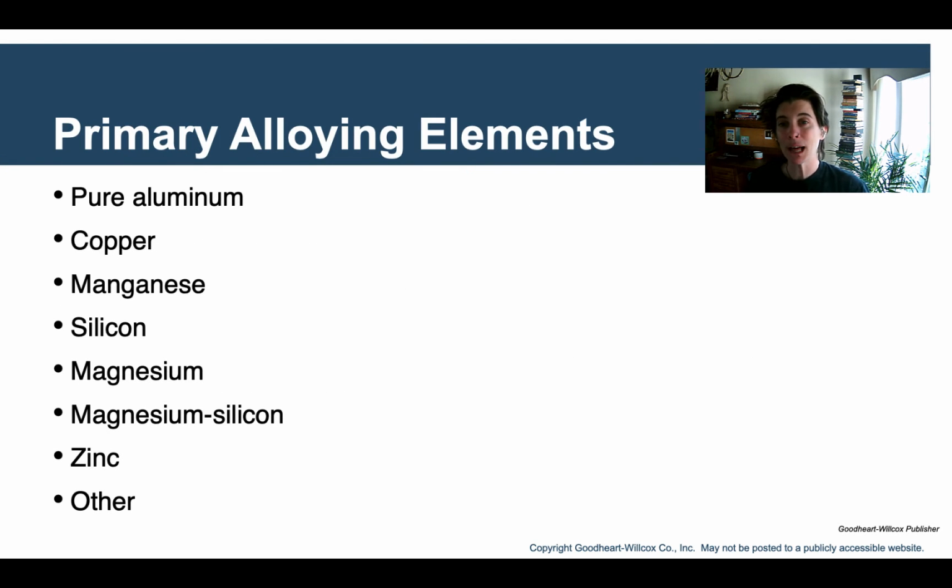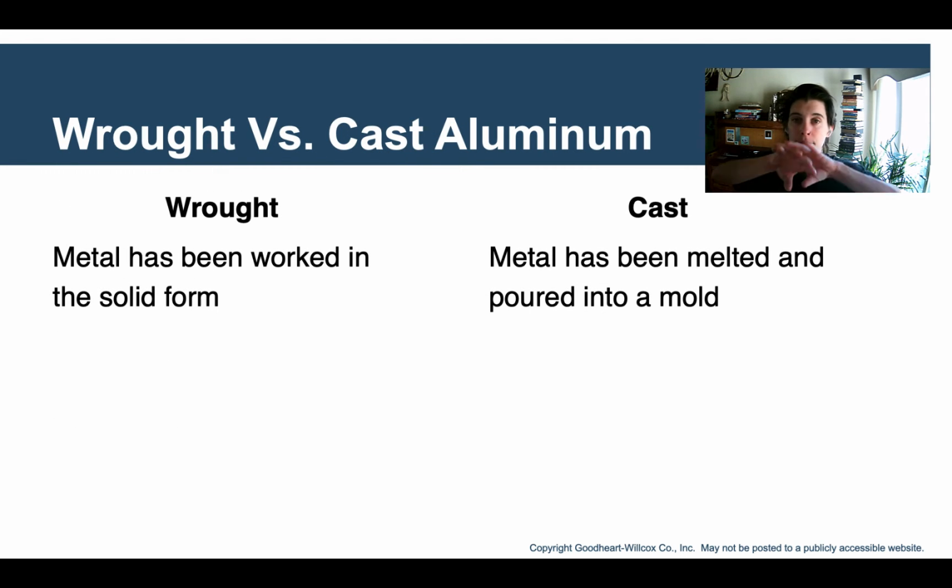The primary alloying elements for aluminum are pure aluminum, copper, manganese, silicon, magnesium, and zinc. There are two different families of aluminum: wrought aluminum and cast aluminum. Wrought aluminum is what we are working with for welding. It's metal that has been worked in its solid form. Cast aluminum is metal that's been melted and poured into a mold. You can weld cast aluminum just like you can weld cast iron, but the processes are going to be different, and these are two separate families of aluminum.